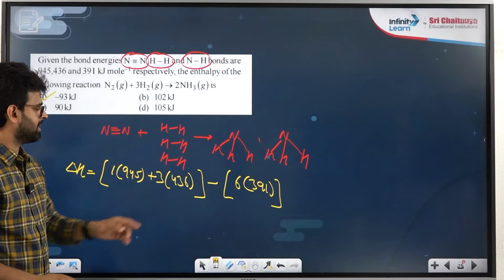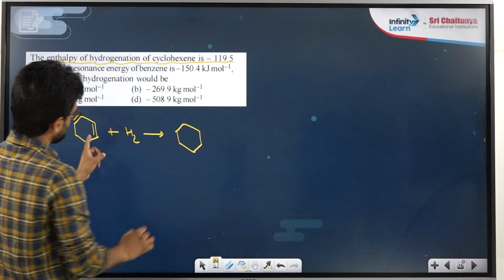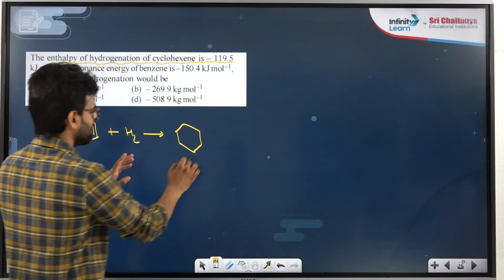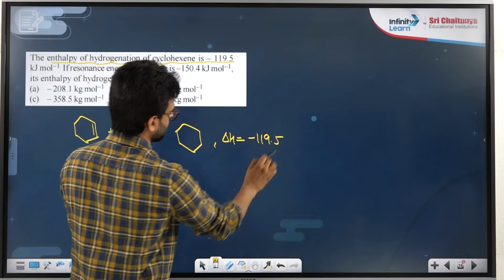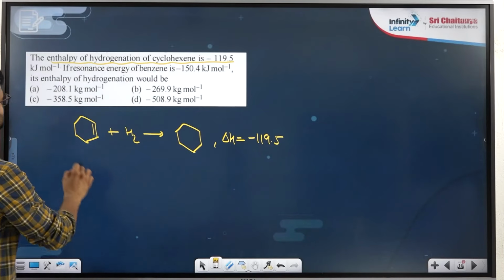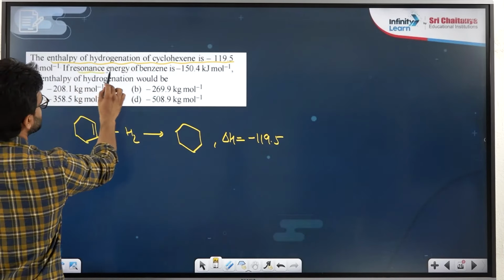So enthalpy of hydrogenation of cyclohexene is minus 119.5. That means they are saying if I convert 1 mole of cyclohexene, as it has 1 pi bond, I will add 1 H2. I am converting cyclohexene into cyclohexane, and for this delta H is given as minus 119.5. This is given. Fine. Now they are asking, and they have given the resonance energy of benzene as minus 150. Fine. Enthalpy of hydrogenation of benzene they are asking.